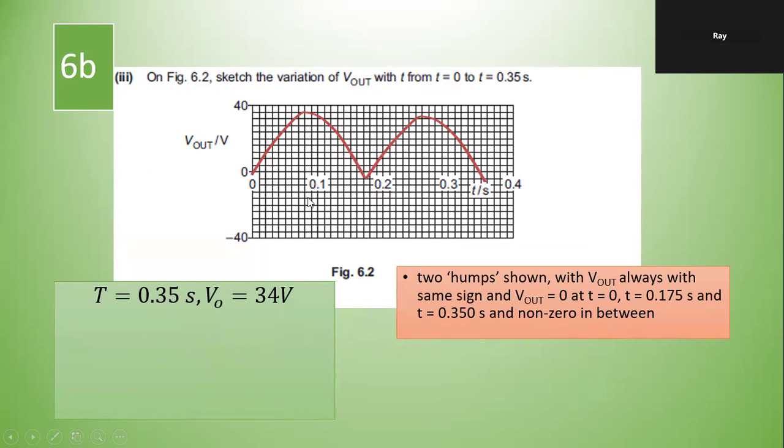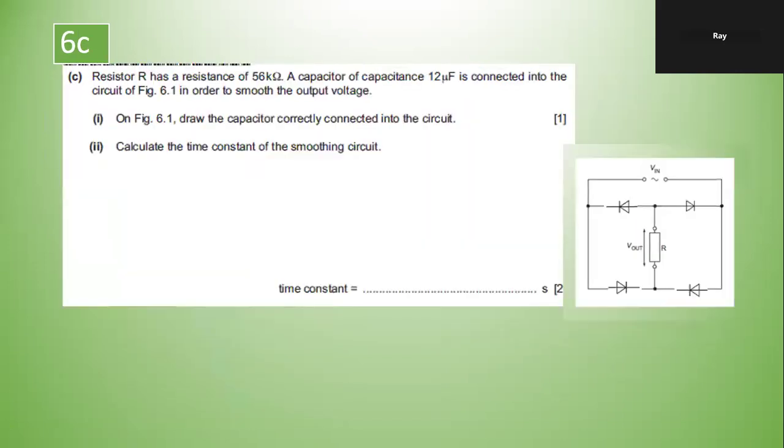They will look at this point, that is 0.175. And they will look at this point, 0.35 second. Okay, time will be cut off.